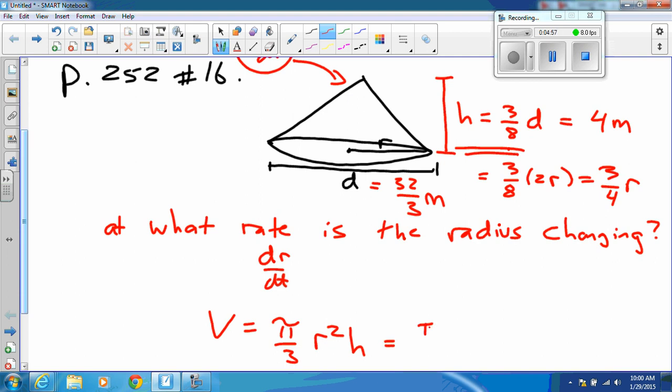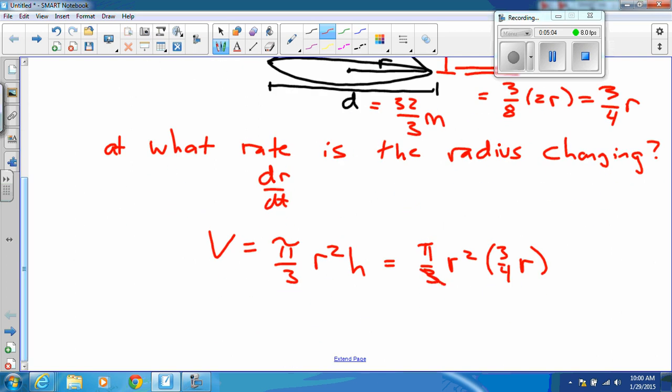And so that height, 3/4 of the radius, goes into my equation right here. And a little bit of good news, I see factors of 3 that cancel. So that I get V = (π/4) r³, which is the volume strictly in terms of r. What I have now is a formula for the volume of this cone knowing only the radius. And I'm ready for a derivative.